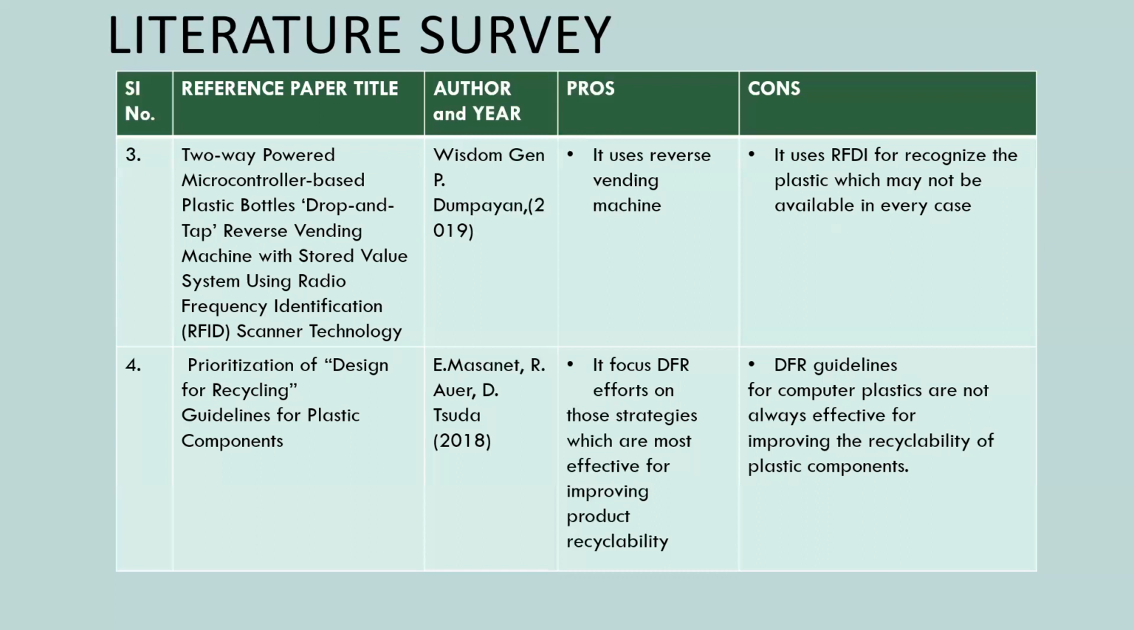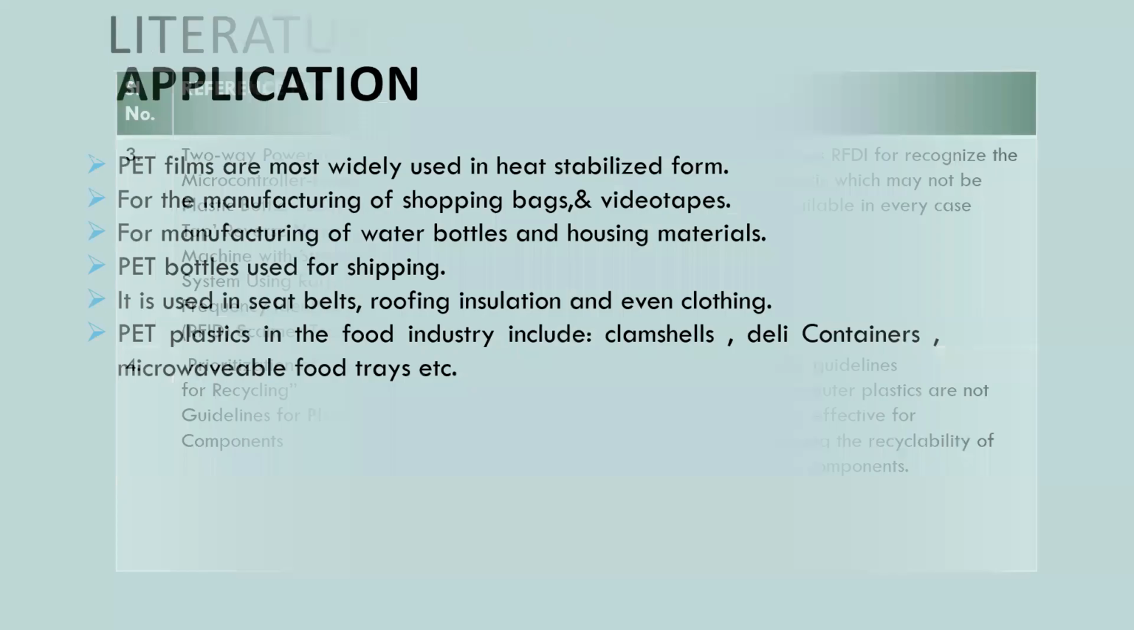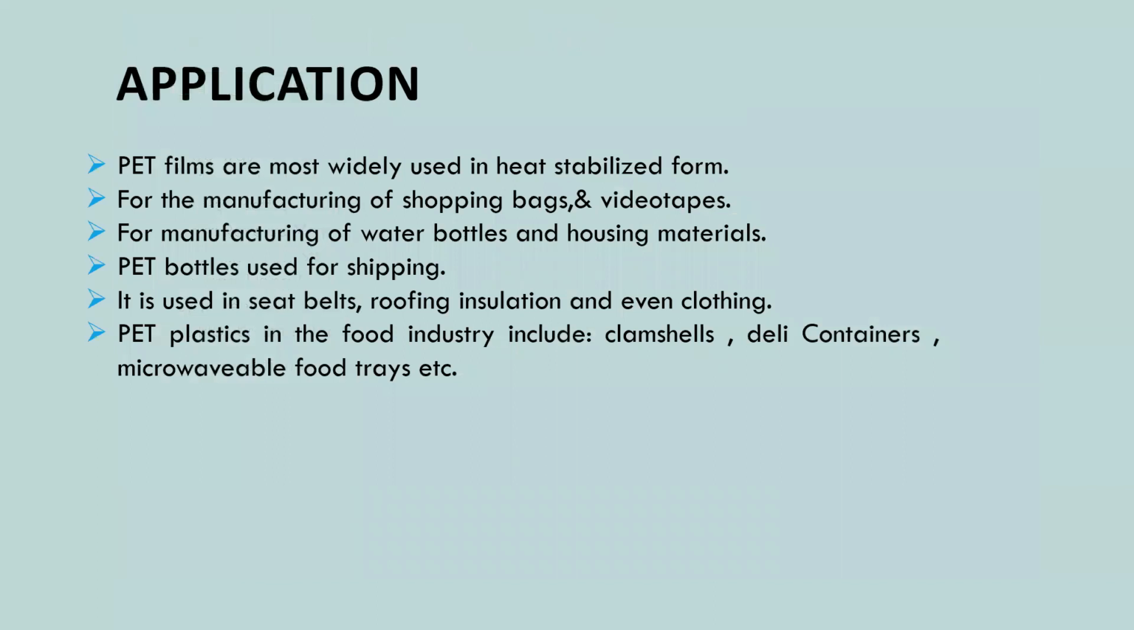of plastic components. Coming to the application, PET films are most widely used in heat stabilizer form for the manufacturing of shopping bags and videotapes, and for the manufacturing of water bottles and housing materials. PET bottles are used for shipping. It is used in seat belts, roofing insulation, and even clothing. PET plastics in the food industry include clam shells, deli containers, microwavable food trays, etc.